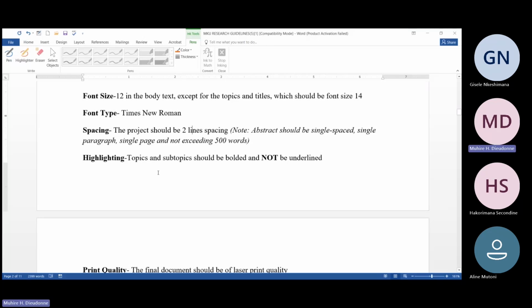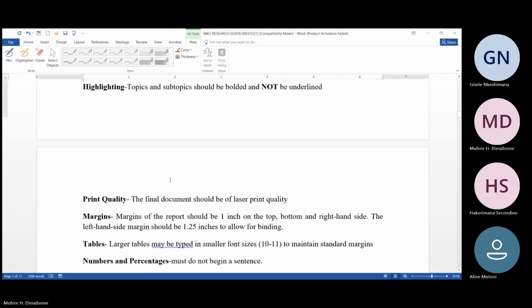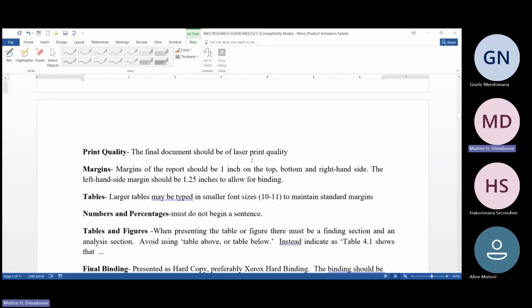So the topic and subtopic should be bolded and not underlined. The printing mode is laser print quality, and the margin should be 1 inch on the right side, and the left-hand side will be 1.25 inch.